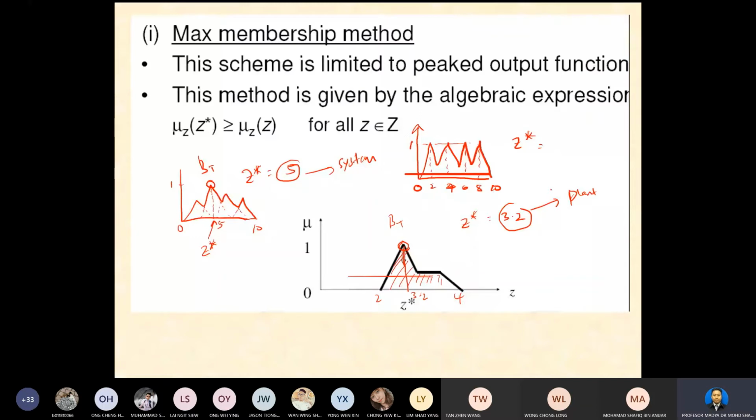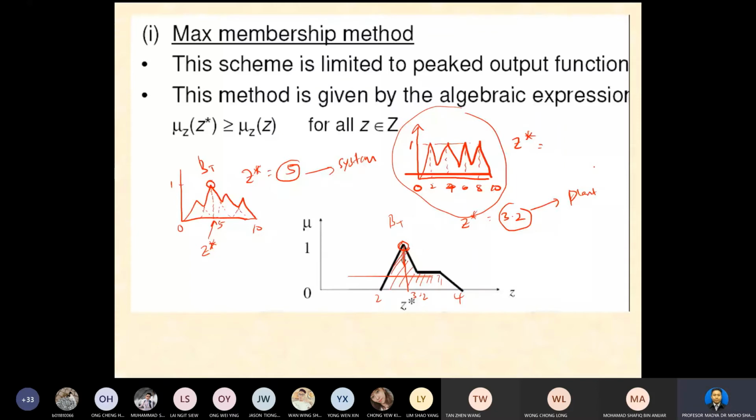What is the Z output? Z out star here. What is the Z out star here? Anyone to try? Okay, class, what is the output for this one? 2, 4, 6, or 8? Which one?